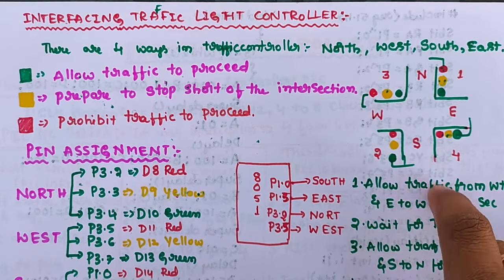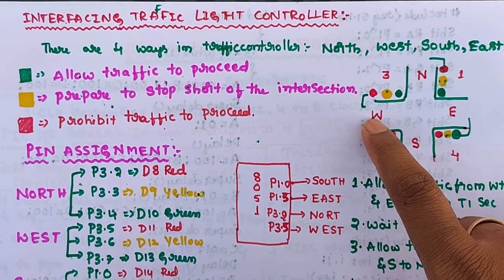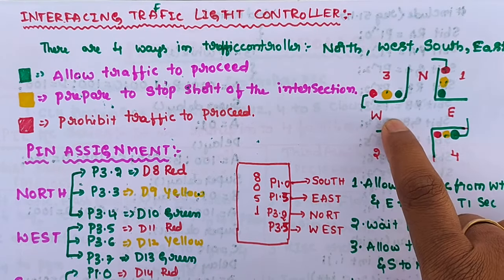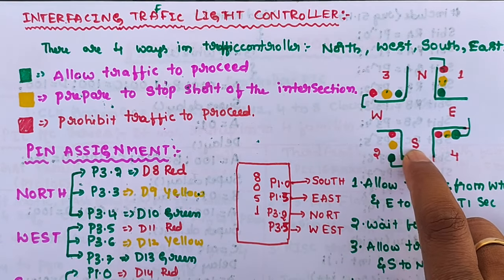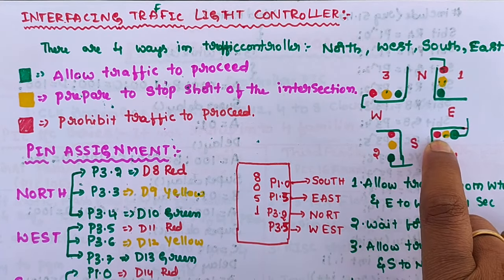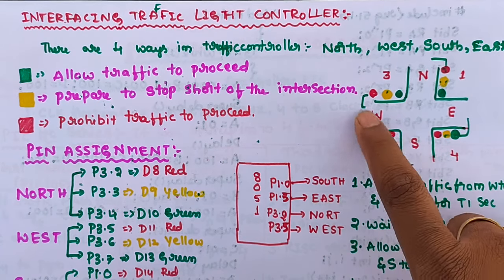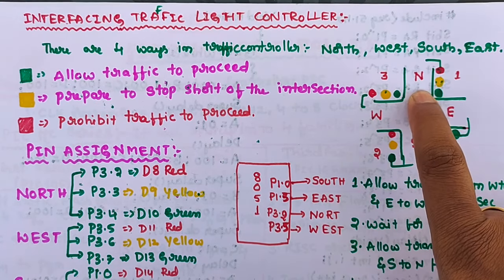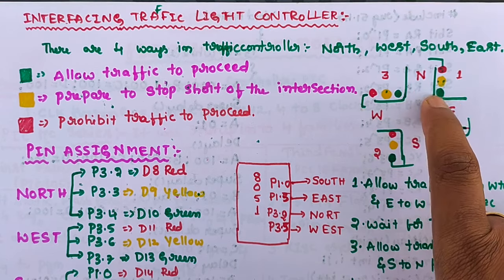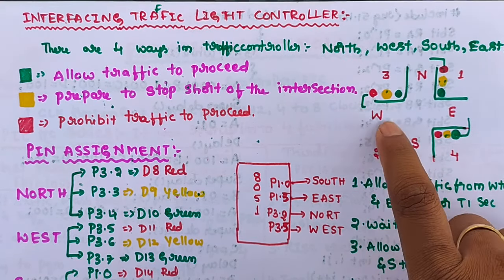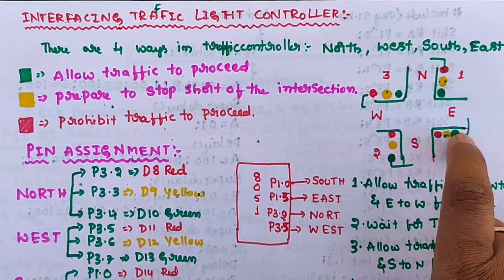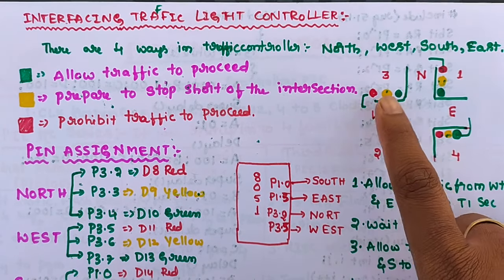If the green signal is enabled in the west, then the north, east and south traffic signals are all made red. The same procedure will follow for north. If the north green signal is enabled, the remaining east, south and west signals are all made red. So this is the first challenge.